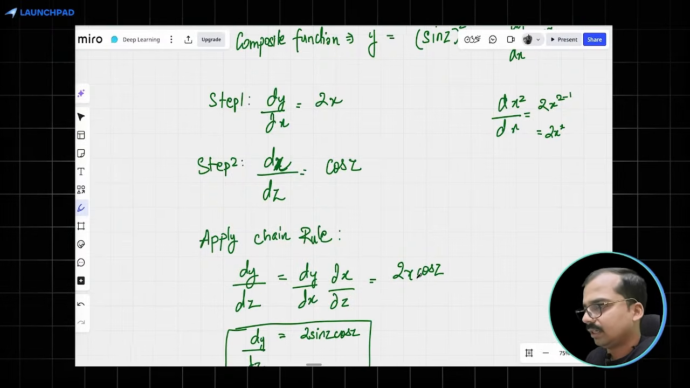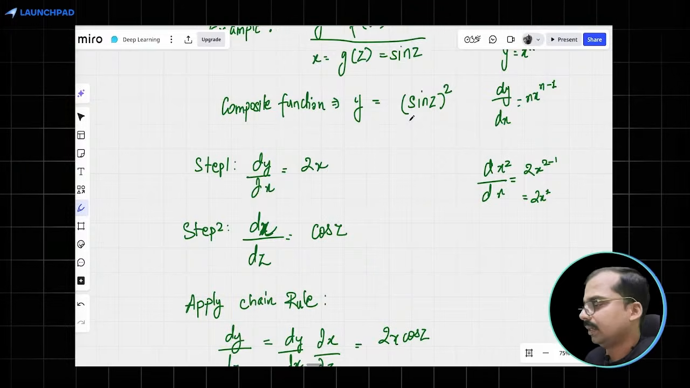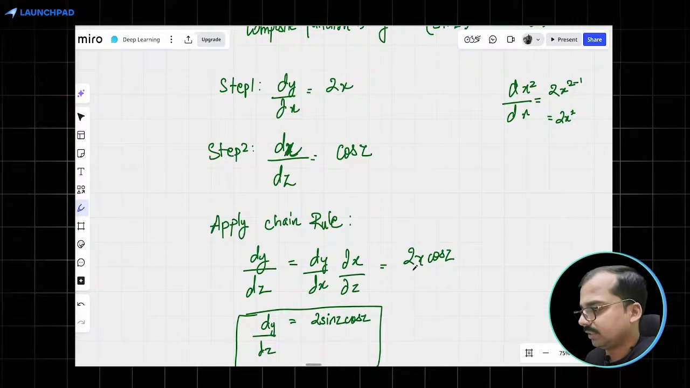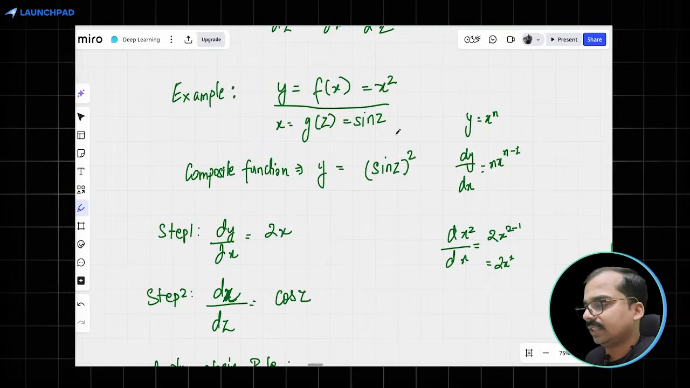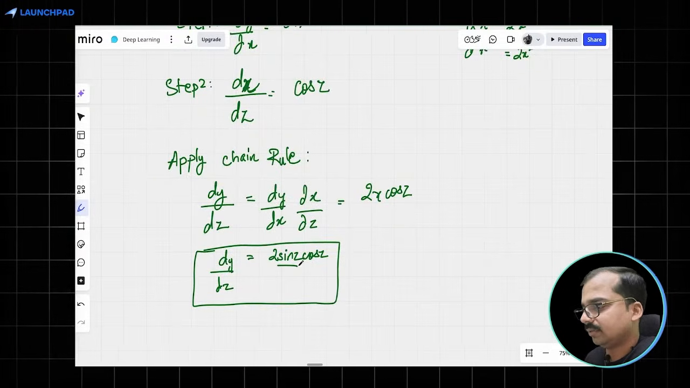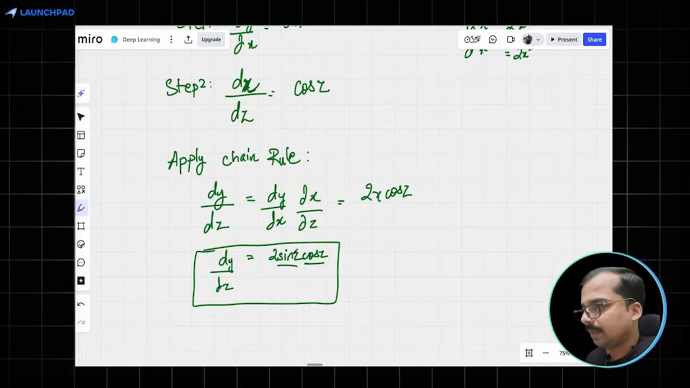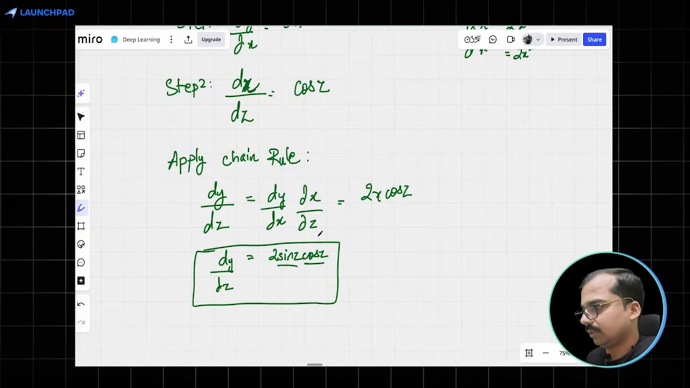Now x again is a function of z, and I want everything in z. Because I want dy by dz, I'll replace x with its value in z. So x is basically sine z. So it will be 2 times sine z cos z. So this is my dy by dz. This is known as the chain rule of differentiation.